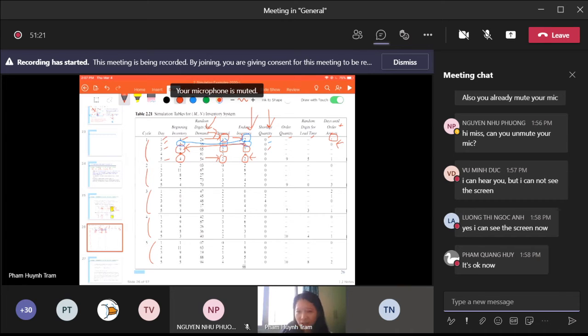What is our policy? Our policy is the maximum level. We will keep the maximum level at N equal to 11, right? We are trying this policy. So it means that we will place an order of 11 minus 2, which is 9. Okay, we will place 9 units. We will add in 9 units.